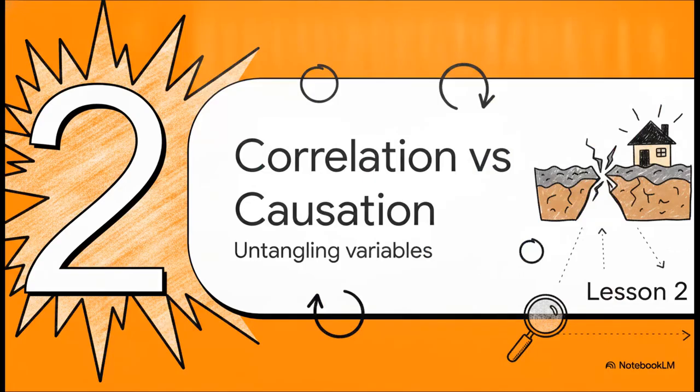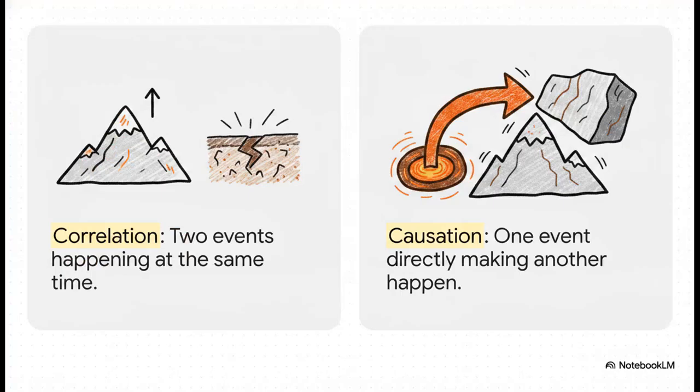That brings us to Section 2, earthquakes, correlation or causation, untangling the variables. Now, listen up, because this is a major point for your assessment. You absolutely have to separate these two concepts. Just because earthquakes happen near growing mountains, well, that doesn't mean they actually cause the growth. Correlation simply means two events are happening at the exact same time or place. But causation, that means one event is directly making the other event happen. That is a massively important difference in science, guys.